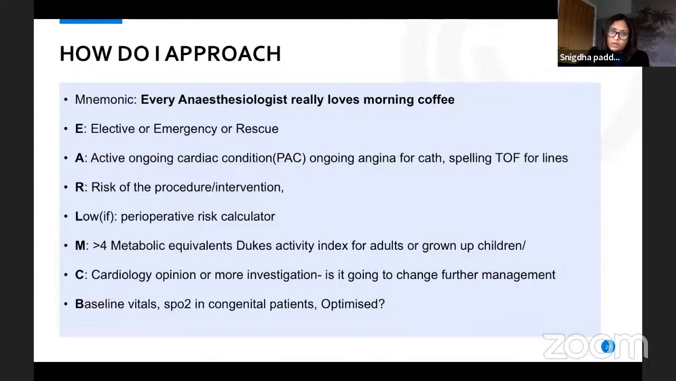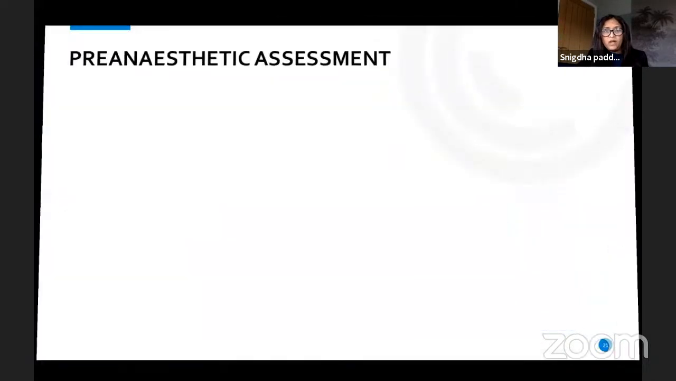Looking at the metabolic equivalents in an adult gives me a fair idea of the cardiopulmonary reserve, and we can plan our anesthetic based on that reserve. Having a cardiology opinion or ordering more investigation, just see if it is going to change any further management. The last but not the least is having baseline vitals and especially saturation in congenital patients, because this gives a fair idea of where the patient likes to sit in terms of numbers. And then also see if the patient is optimized adequately to undergo anesthesia as well as the procedure.